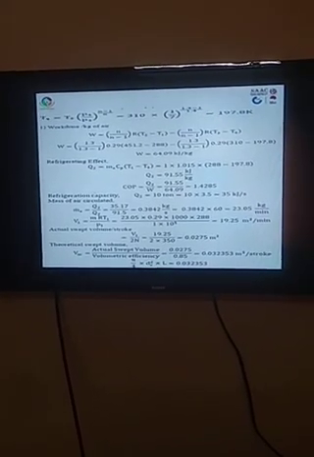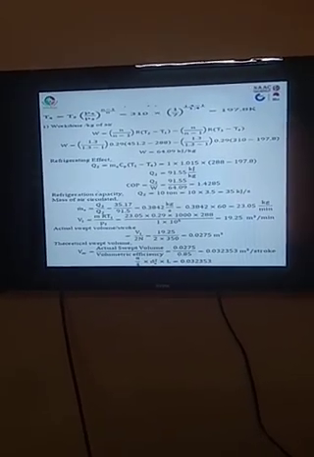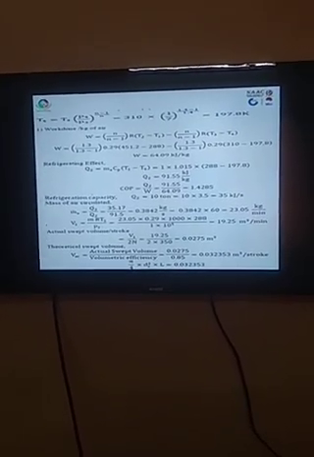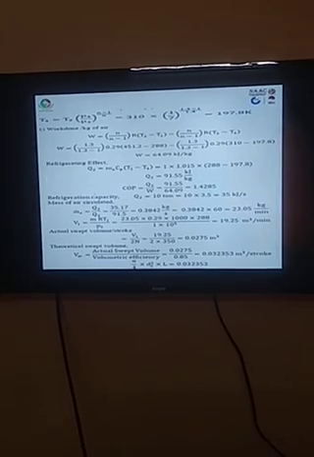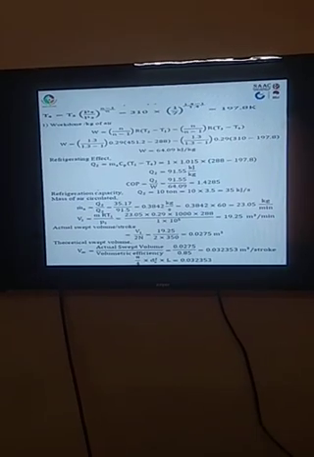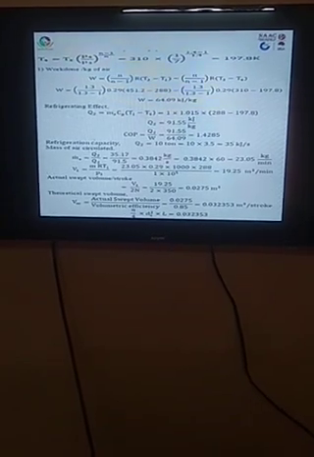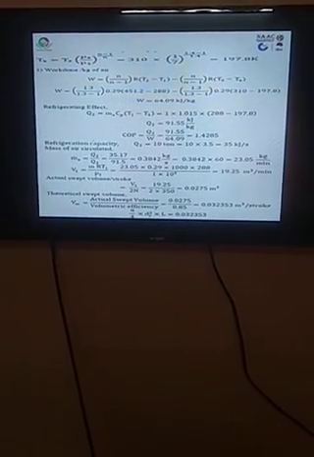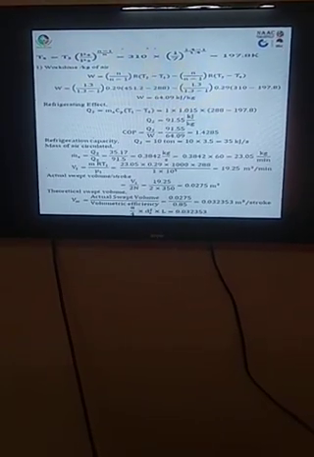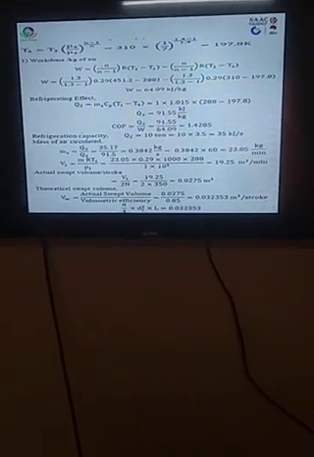The refrigerating effect Q2 is calculated as mass flow rate multiplied by specific heat multiplied by the difference (T1 minus T4). After substituting the values of m, Cp and T1, T4, Q2 is obtained as 91.55 kilojoule per kg. COP is calculated as Q2 divided by W, which is 91.55 divided by 64.09. Its value is 1.4285.